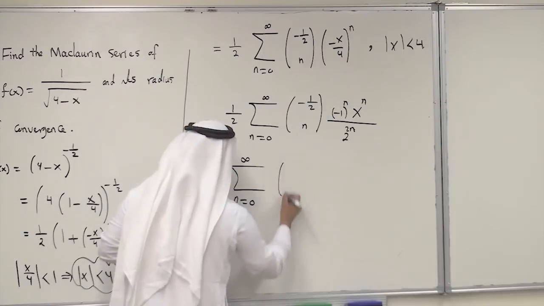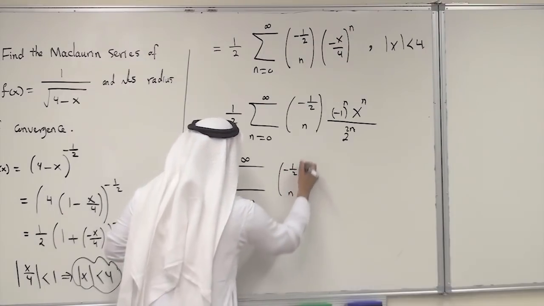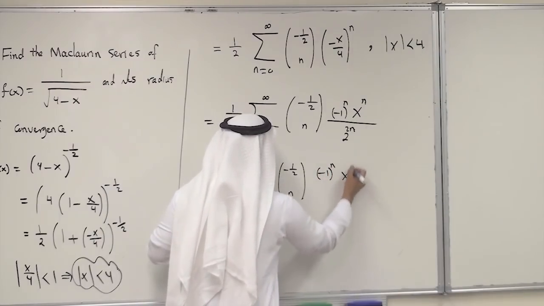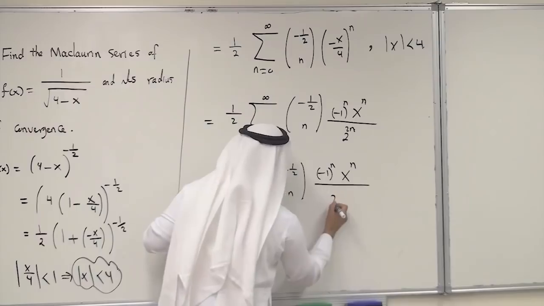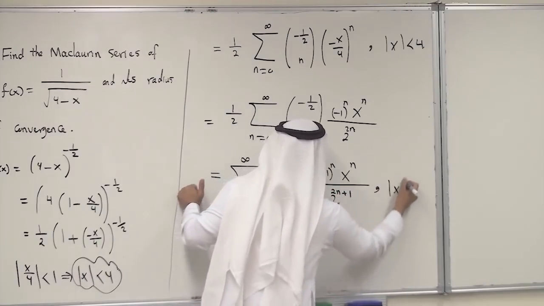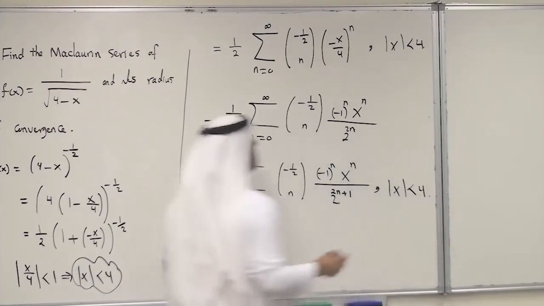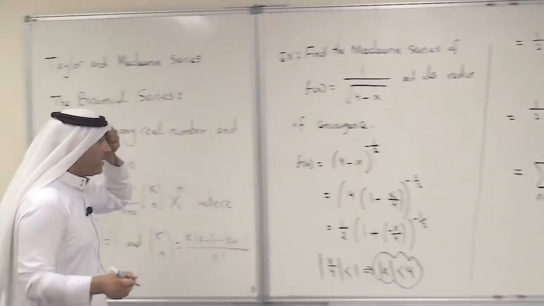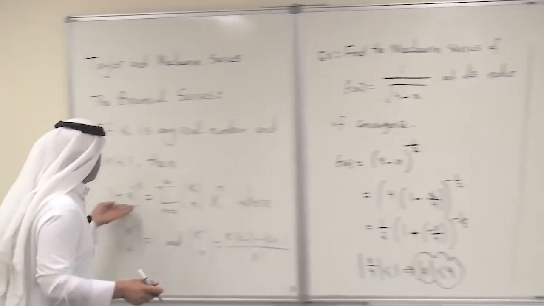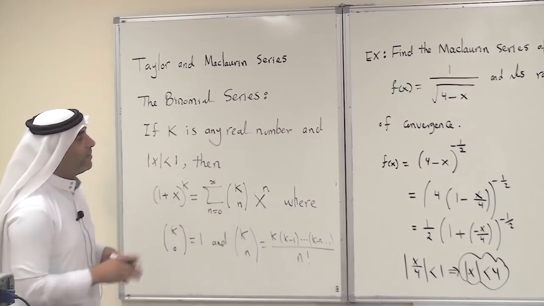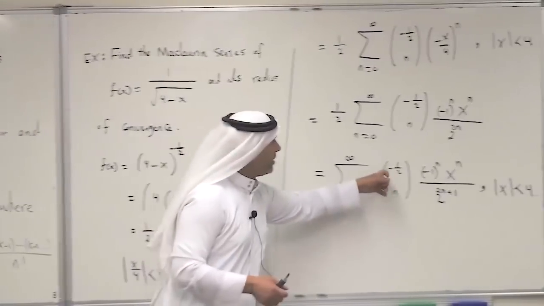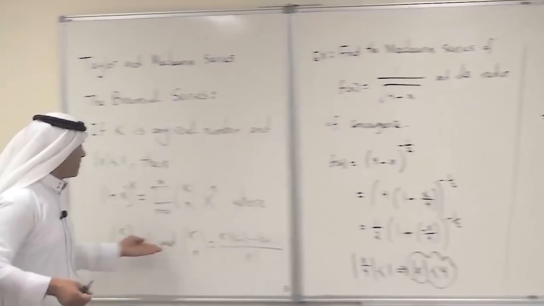That is, if you like, minus 1/2 choose n, and then I have minus 1 to the power n, x to the power n, divided by 2 to the power 2n plus 1, and this is true if the absolute value of x is less than 4. So that is one application for the binomial series: if you are given a function that can be rewritten in this format, then we can find its series representation with the definition of minus 1/2 choose n by the expression here.